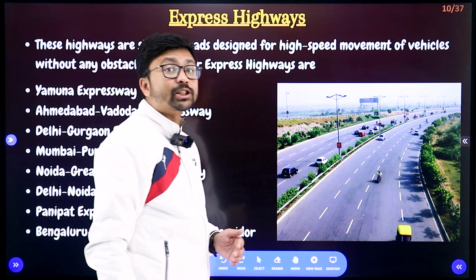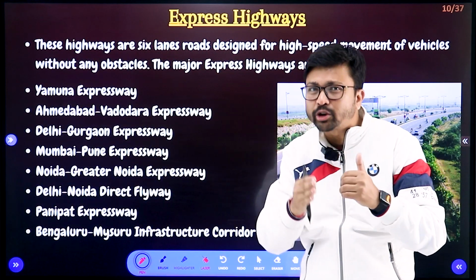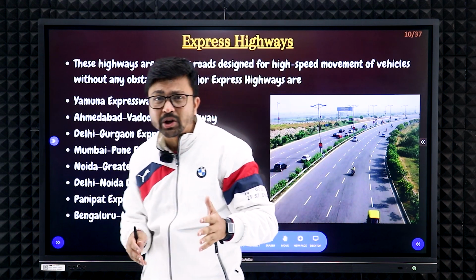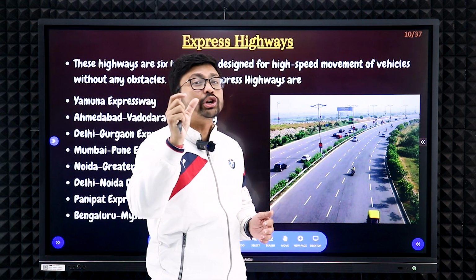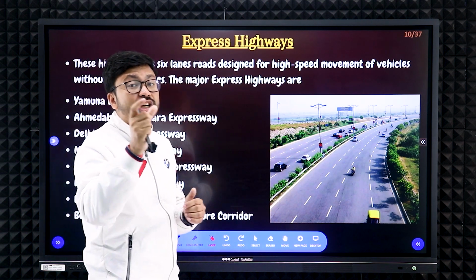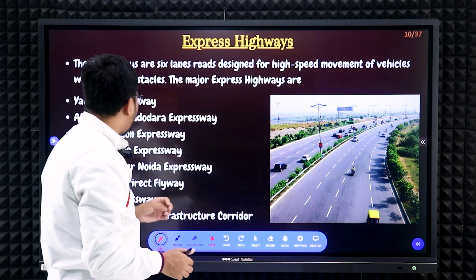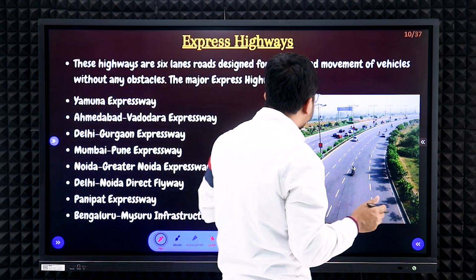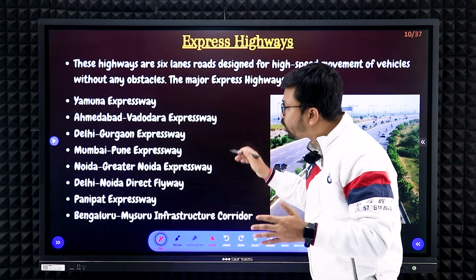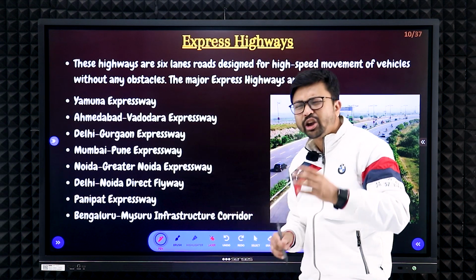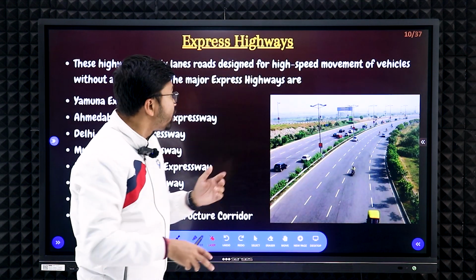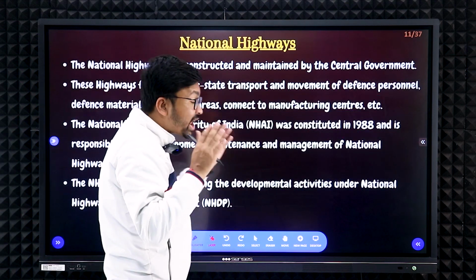One more important thing, the expressway. An expressway connects two nearby important cities, right? There are a few important expressways. According to your syllabus, you need to know 2-3 expressway names along with the terminal stations. Terminal station means the starting point to the last point. So here you can see the Yamuna Expressway, then the Ahmedabad-Vadodara Expressway, and the Delhi-Gurgaon Expressway. You just need to remember 2-3 as examples, so that it will serve the purpose, right? After expressways, we'll discuss national highways.